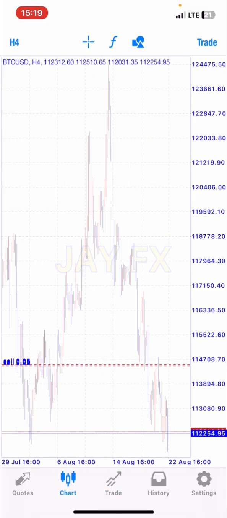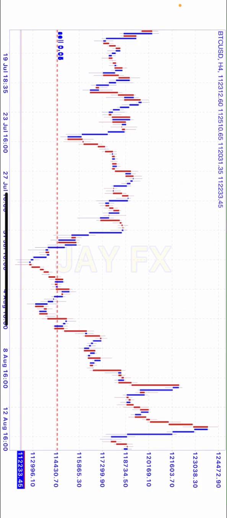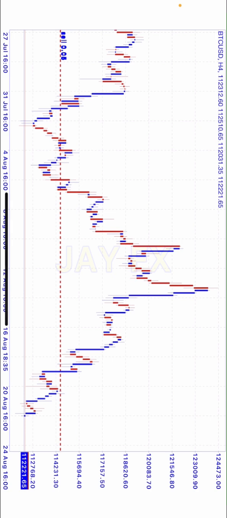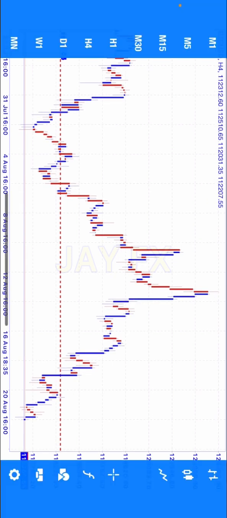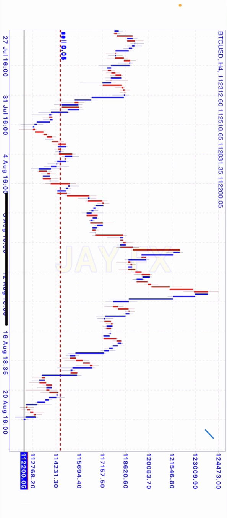So this is a BTC. As we took this BTC, let me just give you more details again before you understand what happened. I just want you to check this. This is a 4 hours time frame. Just check this level.